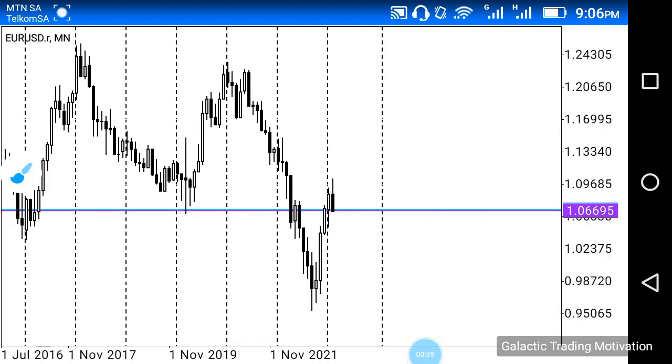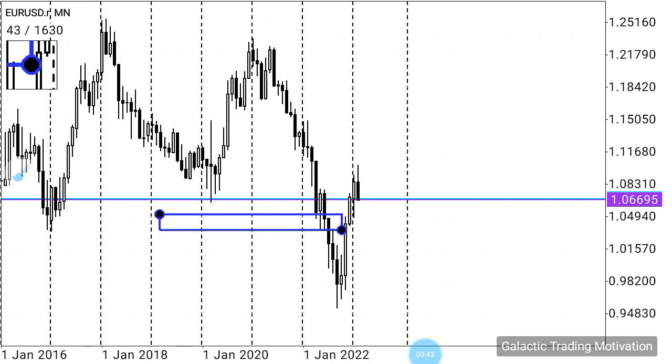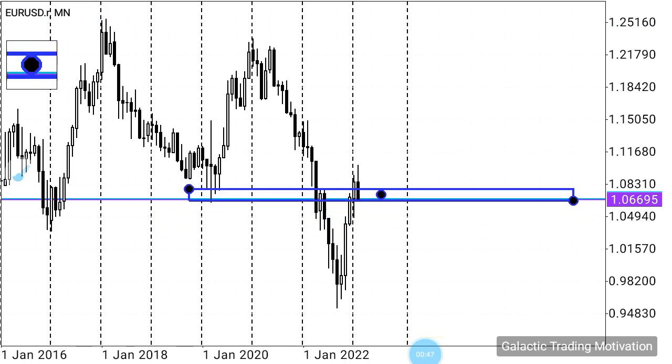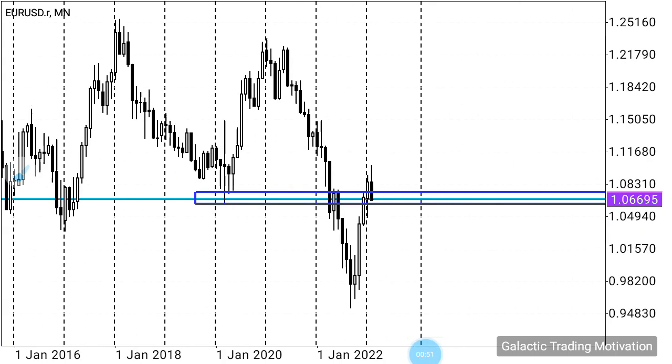Let me just add a neckline to that structure. Just bear with me guys while I do so. Here we go. More or less we could say that this is the neckline of our M structure.